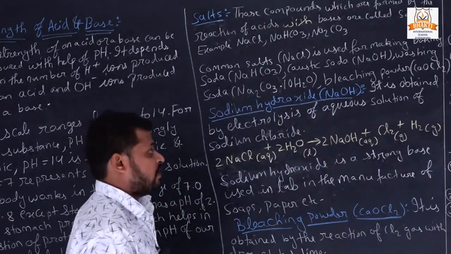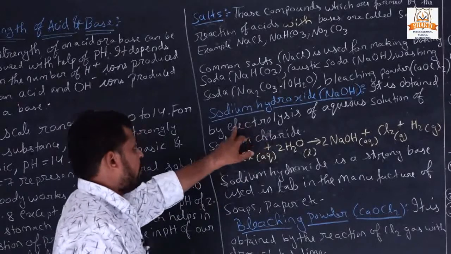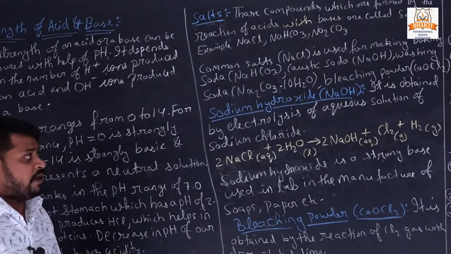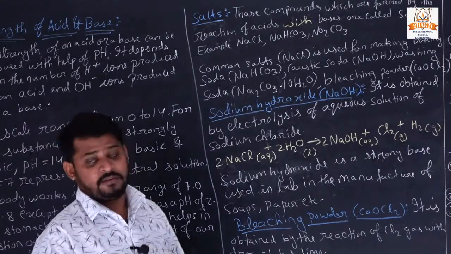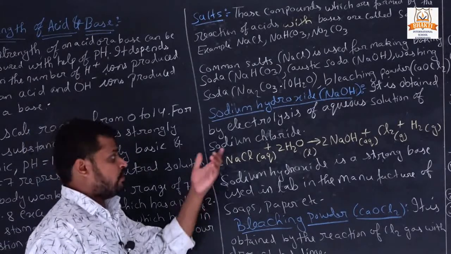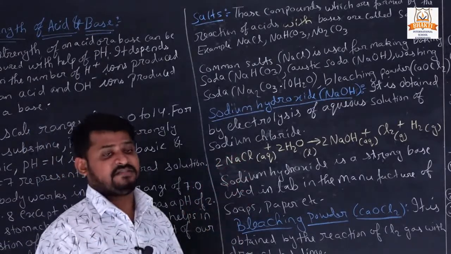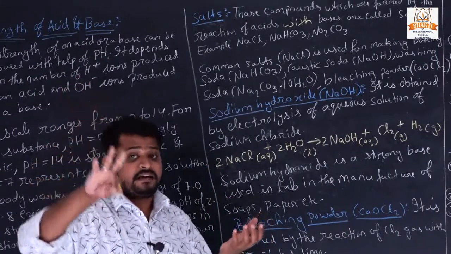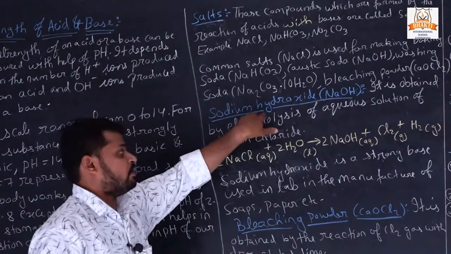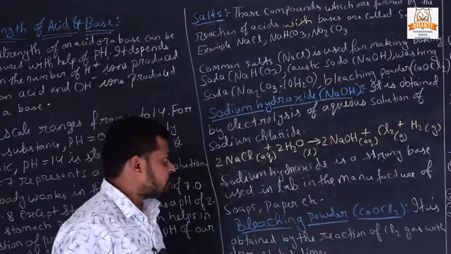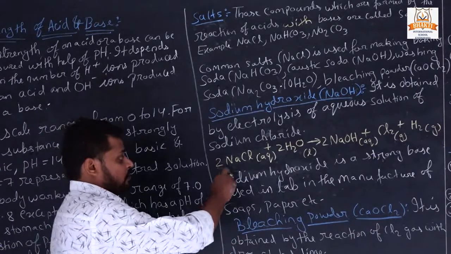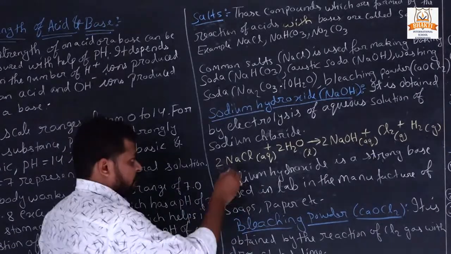What is sodium hydroxide? How is it obtained? It is obtained by electrolysis of an aqueous solution. That means when an electric current is passed through sodium chloride solution, we get NaOH, sodium hydroxide, by the process of electrolysis. Now see, what was the reaction? It was NaCl, sodium chloride.